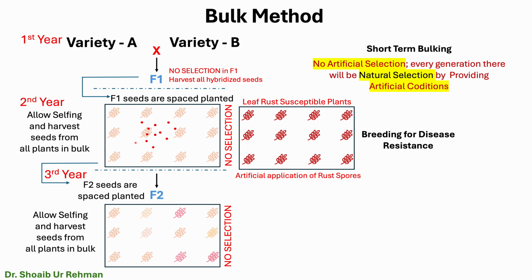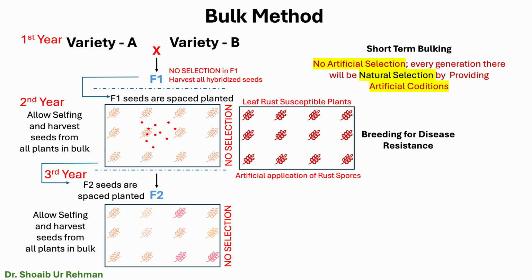Or you can say that the other plants which are under heavy attack of the disease will not be able to produce seeds. So in this way you have selected the seed plants naturally. So use the seeds which have survived the attack of a disease, and let those seeds be used in the next generation, which is the third year, to follow the F2 population.